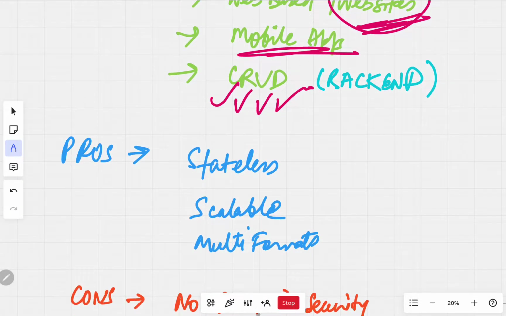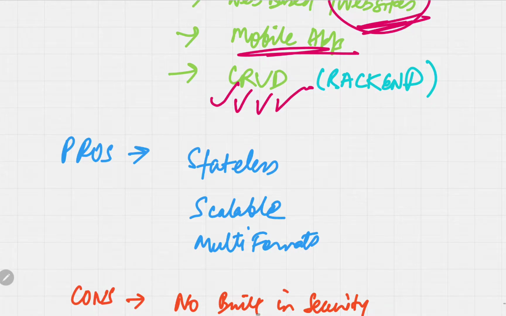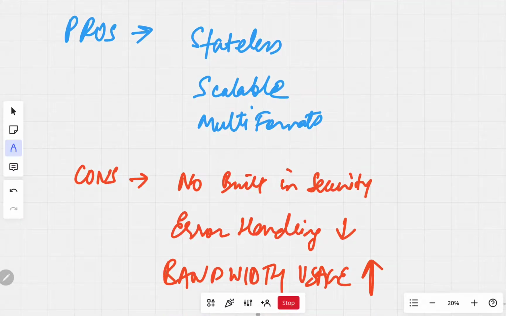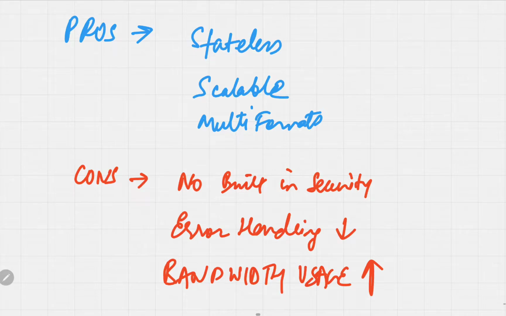Fine. So as you know, the pros are you can scale your websites to an infinite, not an infinite, but to a very high level as it is scalable and stateless. What are its cons? There's no built-in security for it. You have to devise that. The error handling is not so good and it has some bandwidth usage, some overheads.